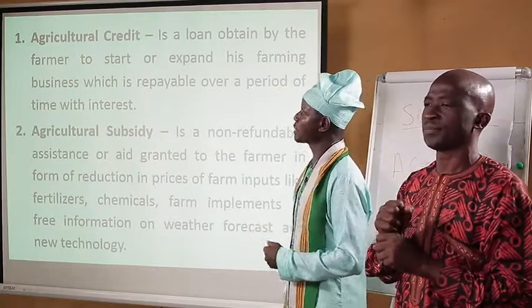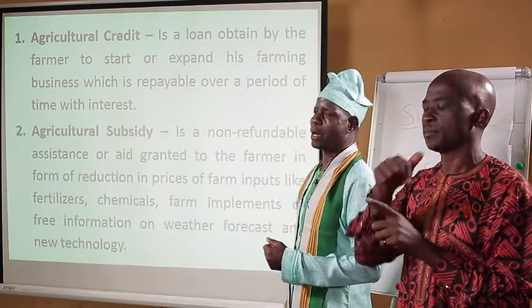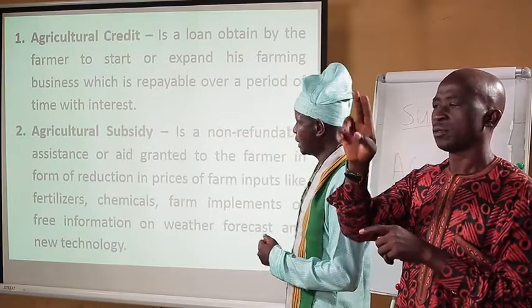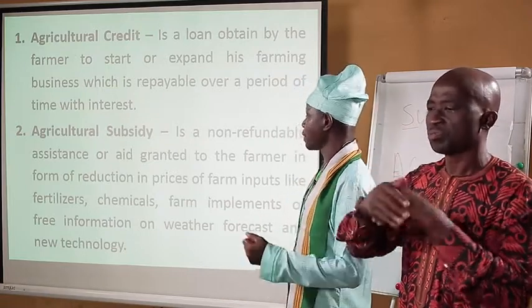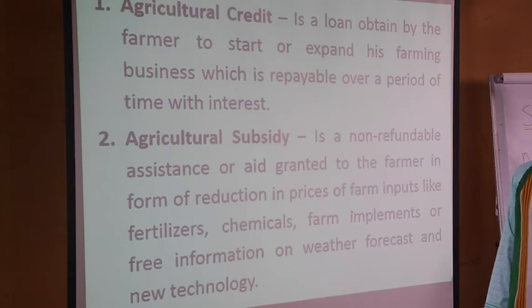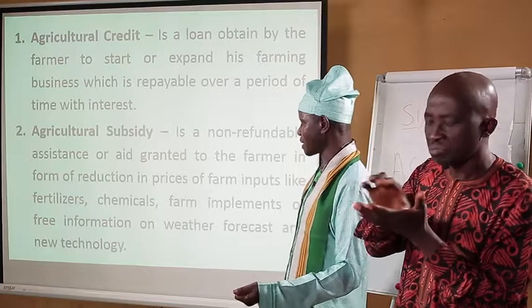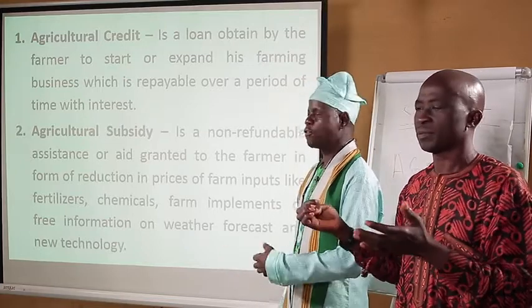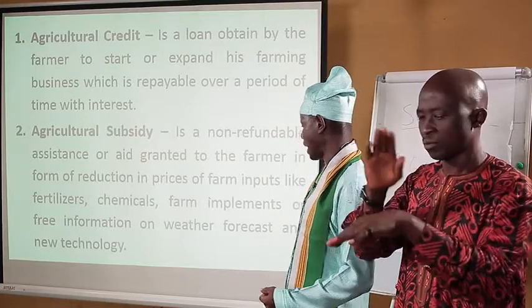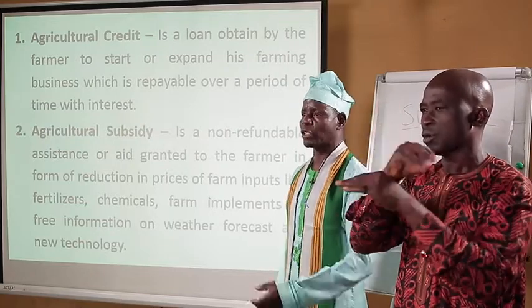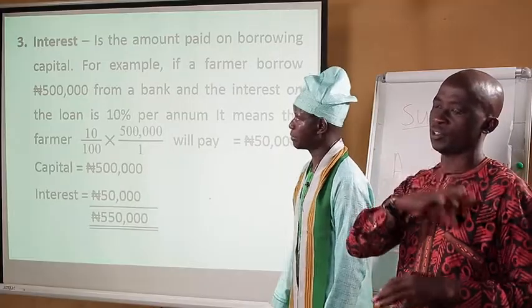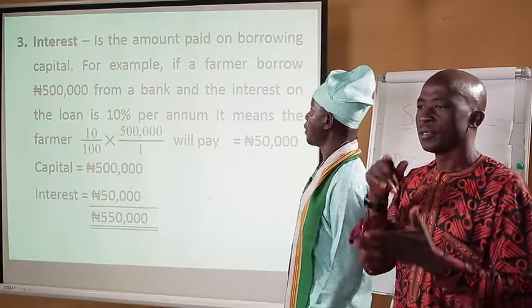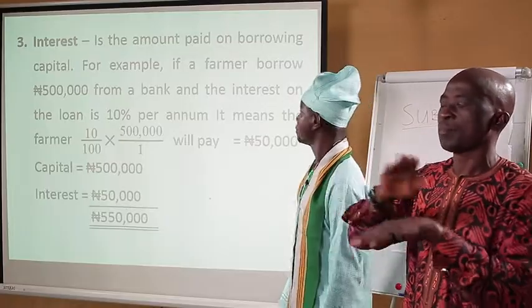Then we have the second terminology, agricultural subsidy. This is a non-refundable assistance or aid granted to the farmer in form of reduction in prices of farm inputs like fertilizers, chemicals, farm implements, or free information on weather forecasts and new technology. The third terminology is interest. This is the amount paid on borrowing capital.